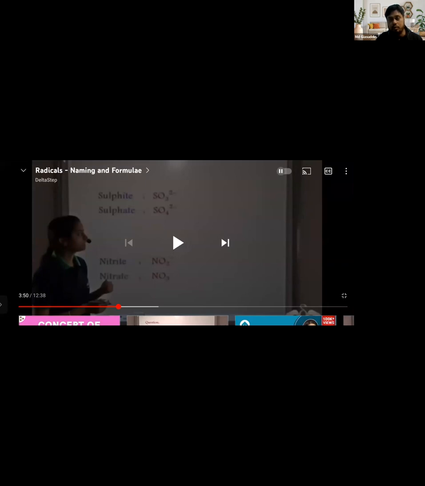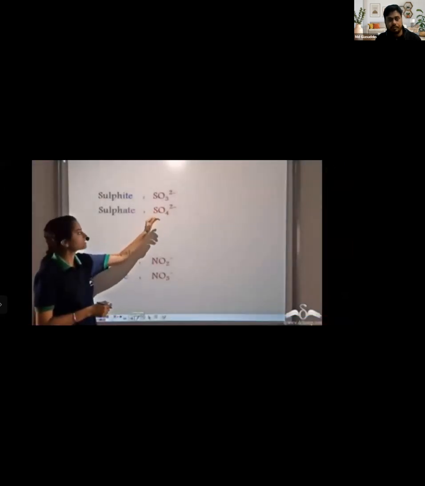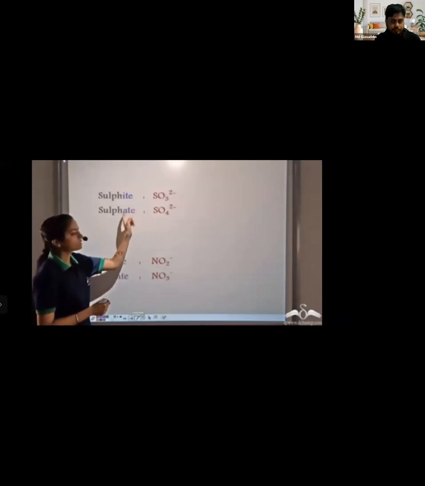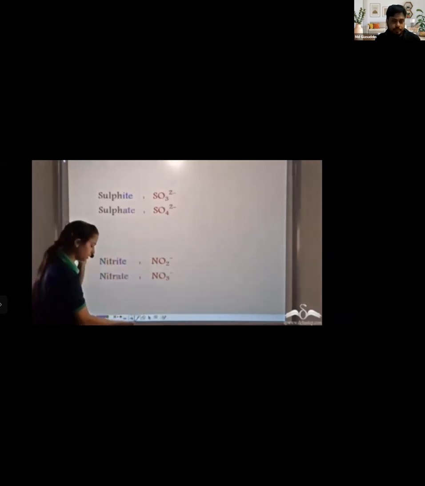So see the sulfur, we know the charge of sulfur, and we also know the charge of oxygen. So now we have to calculate the total charge, by which we will come to know about these things. So sulfite radical is SO3 2 minus, and sulfate is SO4 2 minus. So now there's another system of naming them.